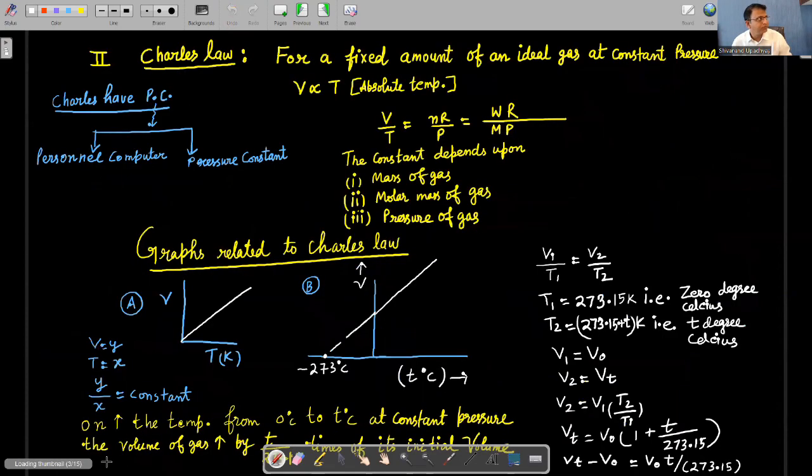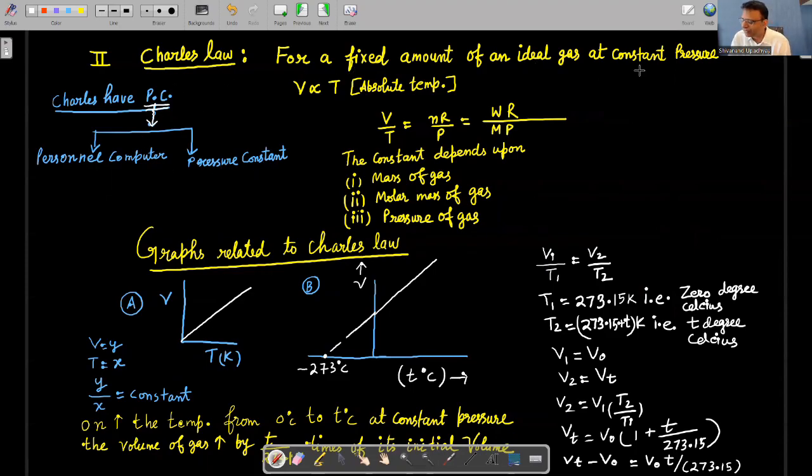Let us move to the second law, that is Charles law, with an easy way to remember it. Boyle's law everybody remembers, but then there is a confusion between Charles law and Gay-Lussac's law. To remember it easily, we can say that Charles has PC. PC was not there at the time of Charles, but just to remember it, pressure is constant in Charles law.